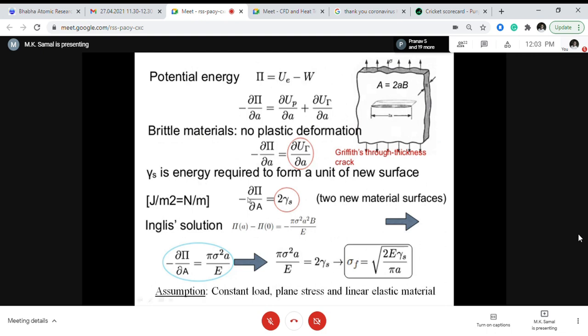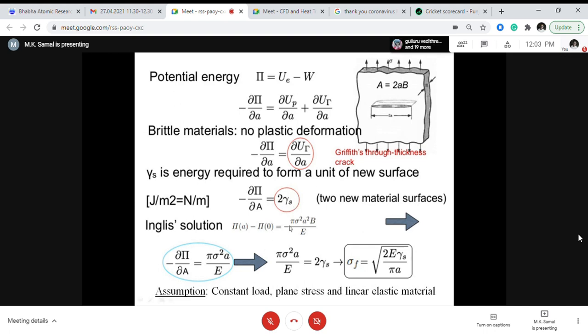So the criterion is minus del pi by del A equals 2 gamma S, because U gamma is nothing but 2 gamma S into area. Okay. And the 2 comes because two surfaces will form, one upper and one lower. And gamma is the surface energy, which is nothing but the energy required to break the bond. Okay, in brittle material, the crack propagates by breaking the bond.